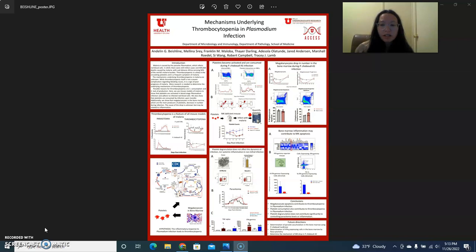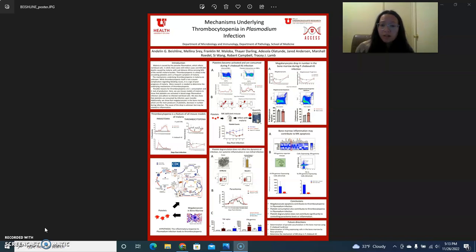This preliminary data suggests that this drop in megakaryocytes could be because the megakaryocyte progenitor cells undergo apoptosis before they can become mature enough to produce platelets. However, we still don't know why the megakaryocytes or their progenitor cells might undergo apoptosis during infection. The next section of my poster investigates the question, could it be related to bone marrow inflammation?